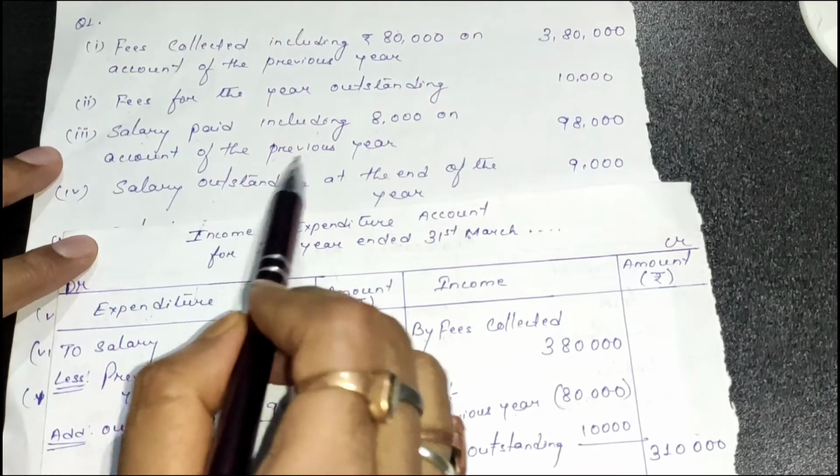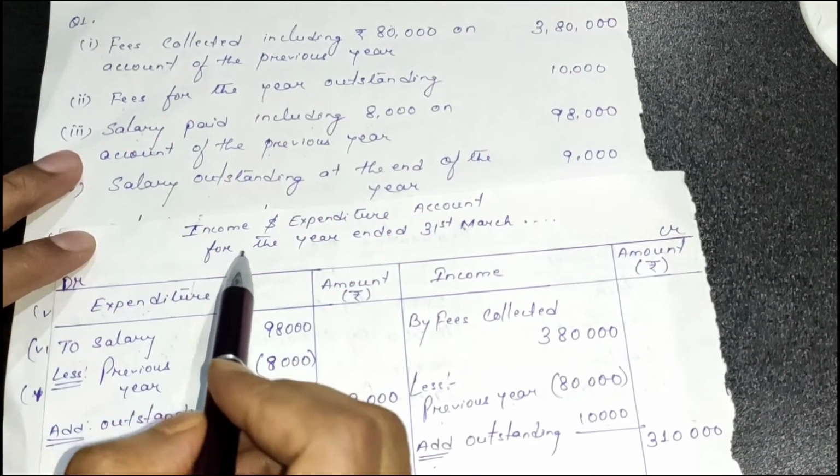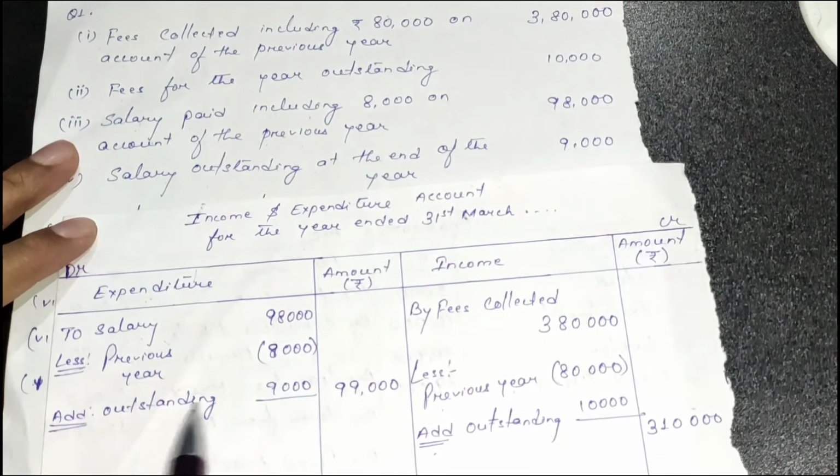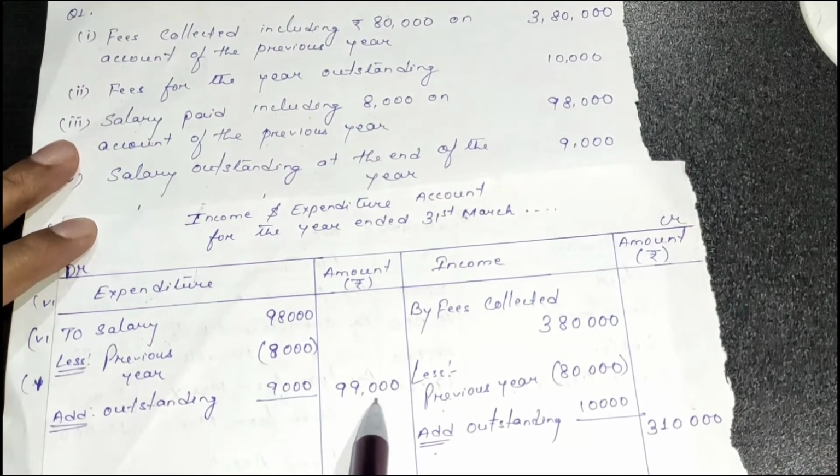then salary outstanding at the end of the year. This amount belongs to current year, so current year amount will be added. Add outstanding 9,000. So after solving these 3, we got the amount 99,000.